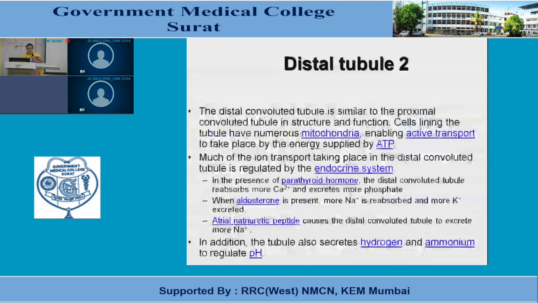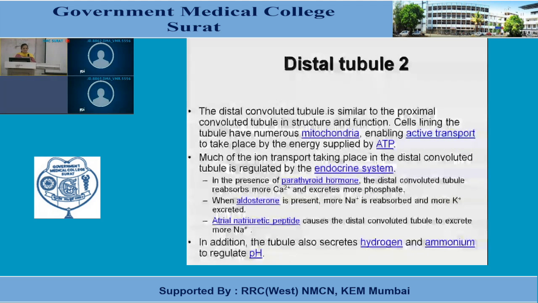Then the distal tubule, we continue. There are different hormones that act on it, like the parathyroid hormone, which causes reabsorption of calcium. Aldosterone is present, where potassium is excreted and sodium is reabsorbed. And ANP, which causes the distal convoluted tubule to excrete more sodium, which is important during hypertension. In addition, the tubule also secretes hydrogen ion and ammonium to regulate the pH. So the acid-base balance occurs in this tubule.